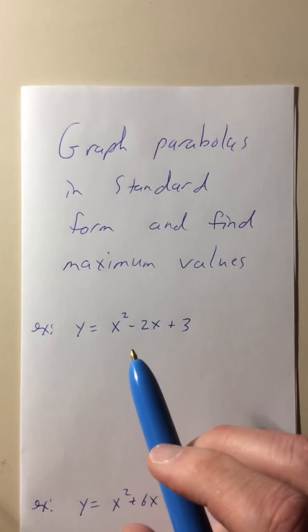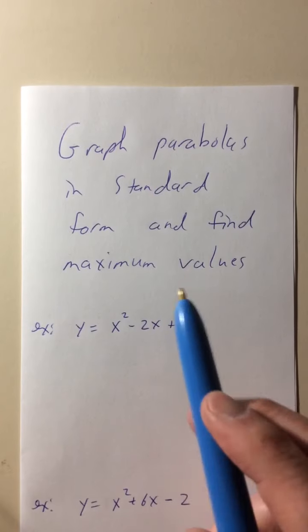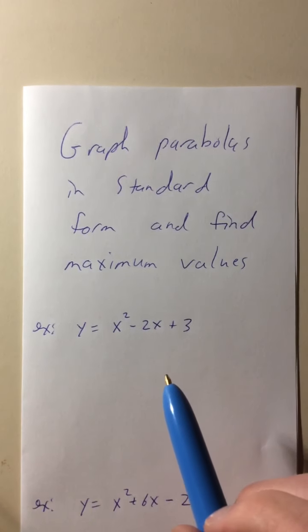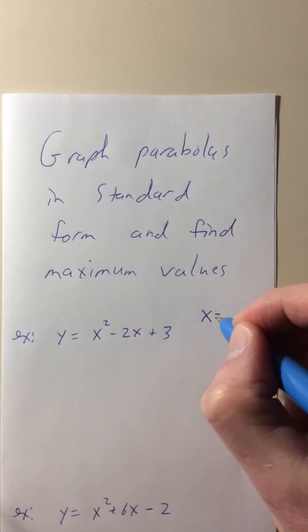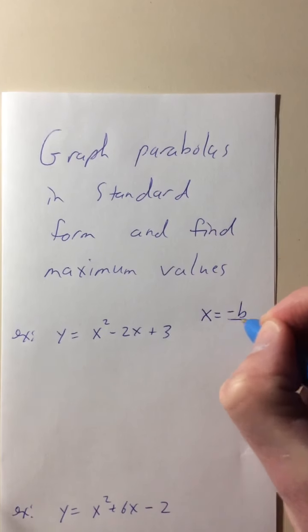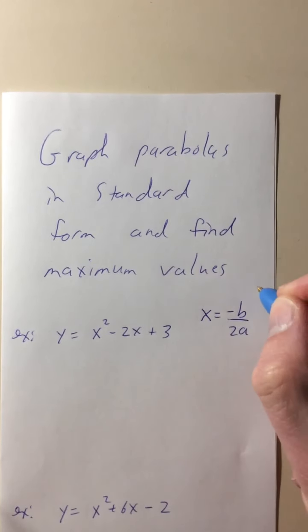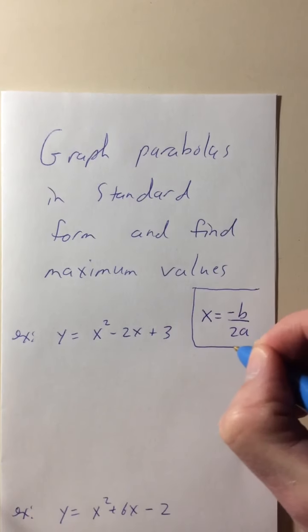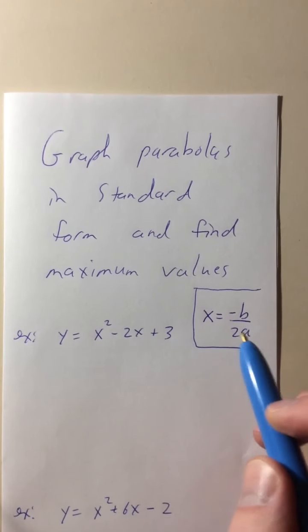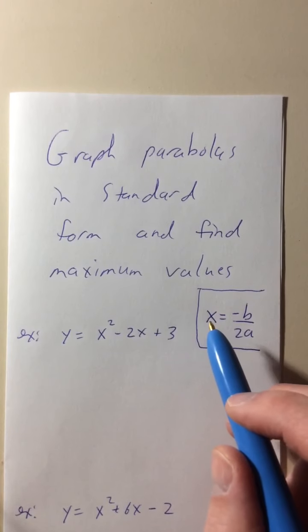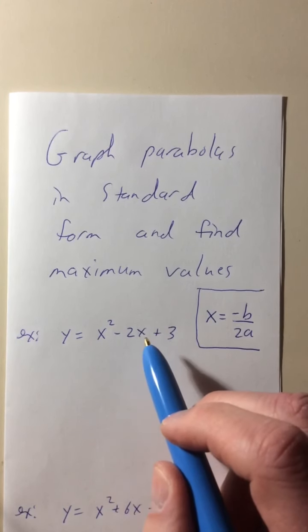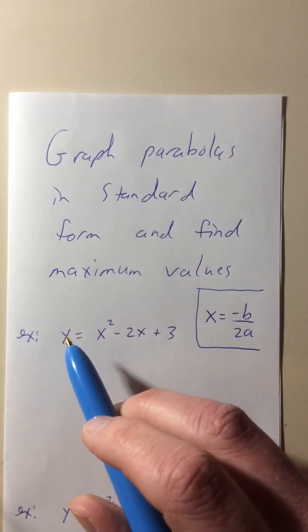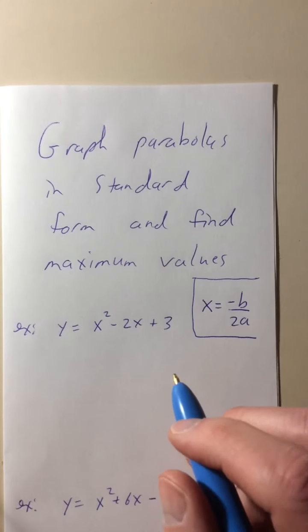Anyway, to graph parabolas, we need to know where the vertex is. And we've actually looked at this before. We have this little tiny formula, x equals negative b over 2a. And that's the formula we need in order to do everything we're doing today. So x equals negative b over 2a tells us the x coordinate of the vertex. And then we take that and plug it in, and we'll end up with the y coordinate of the vertex, and then we're almost done from there.